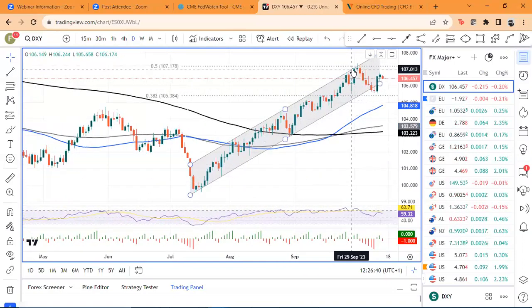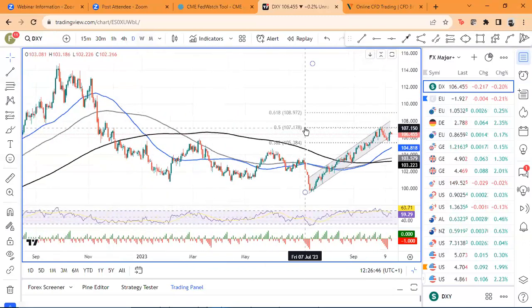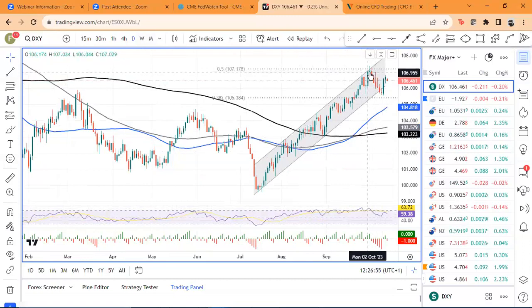The rally did pause at the halfway point of the decline from the October, November highs. Let me just show you. So that moved down here. The halfway point of that is at 107.17 that you can see there. So we tapped that, but couldn't close above it, and then we pulled back into the channel. We're still in that channel, with these lows here now being most important around 106.40 or so, and then 107.17 potentially holding as resistance for prices above.